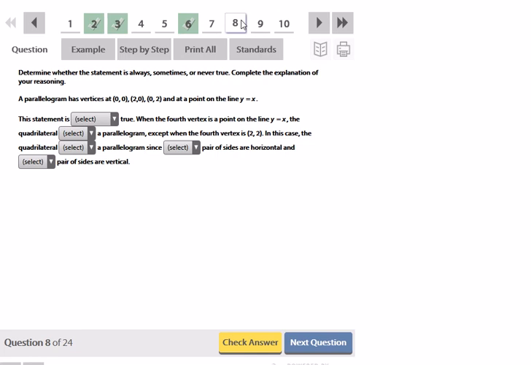Determine whether the statement is always, sometimes, or never true and complete the explanation. A parallelogram with vertices at 0, 0, 2, 0, 0, 2, and at any point on the line y equals x. Okay, a parallelogram has vertices at 0, 0, 2, 0, 0, 2, and any point on y equals x. So this statement, let's see. If I were to just sketch a graph, they're saying that any point on this line of y equals x would make that a parallelogram.